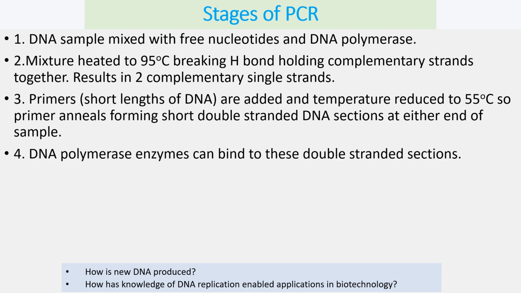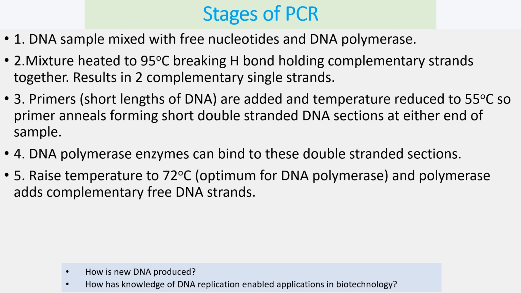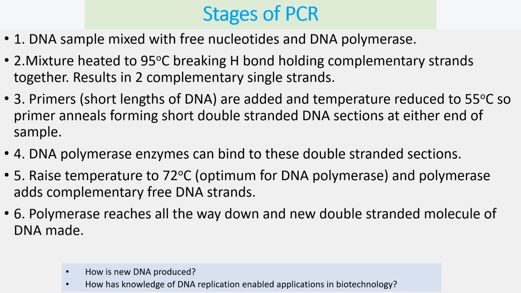DNA polymerase can then bind to these short double-stranded sections, and you can then raise the temperature to 72 degrees, which is optimum for the Taq DNA polymerase, and it will add complementary free DNA nucleotides. The polymerase will then reach down to the end of the strand of the molecule, and you will have your new molecules. This process can be repeated and repeated at an exponential level.